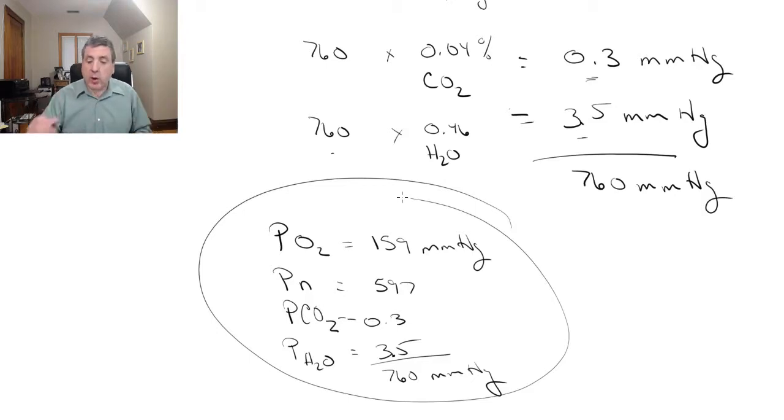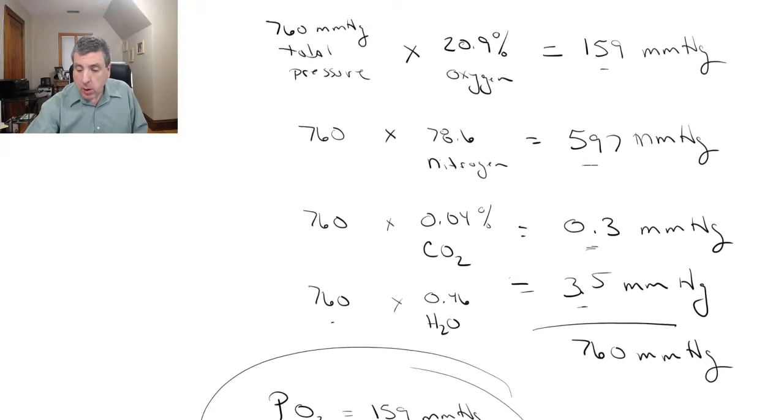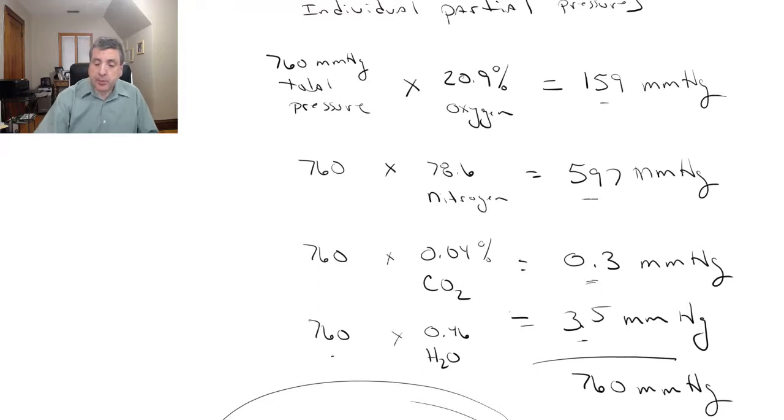Just a little heads up, we are going to be changing something, because the partial pressure of oxygen in the alveolus, when you breathe in air, is not going to be 159. It's going to be a little bit less than that. And this has a lot to do with, well, let's just wait till the next video and we'll talk about that one.